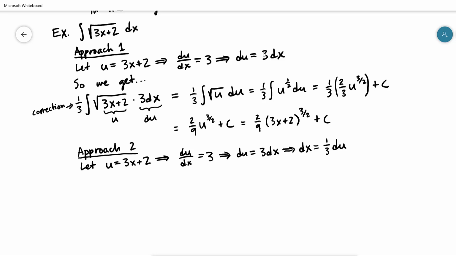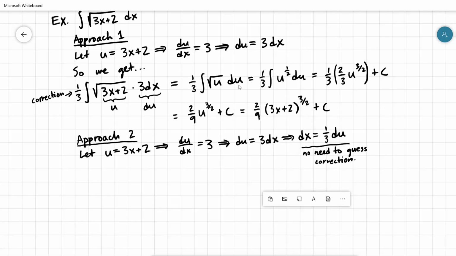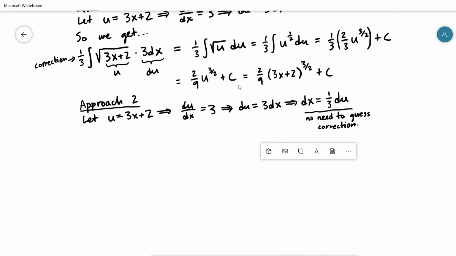And now, this is going to give us the 1/3 that I had to come up with as our correction, and it's going to give us that. We don't need to guess our correction, so no need to guess for whatever that correction term is. But again, this can lead to more difficulties down the line. Not going to worry about that right now.